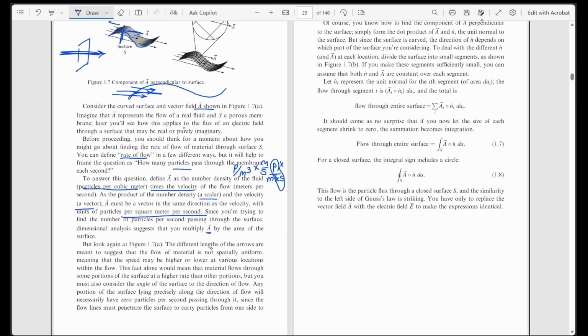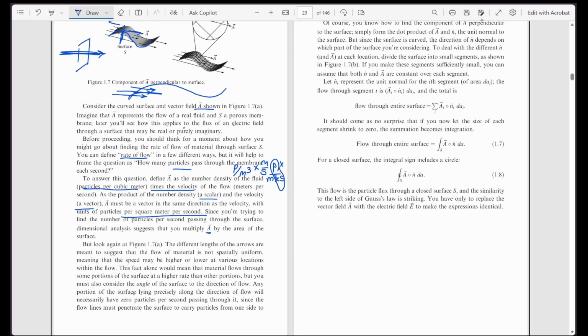At this figure, the different lengths of arrows are meant to suggest that the flow of a material is not spatially uniform, meaning that the speed may be higher or lower at various locations within the flow. This fact alone would mean that material flows through some portions of the surface at a higher rate than other portions, but you must also consider the angle of the surface to the direction of flow.